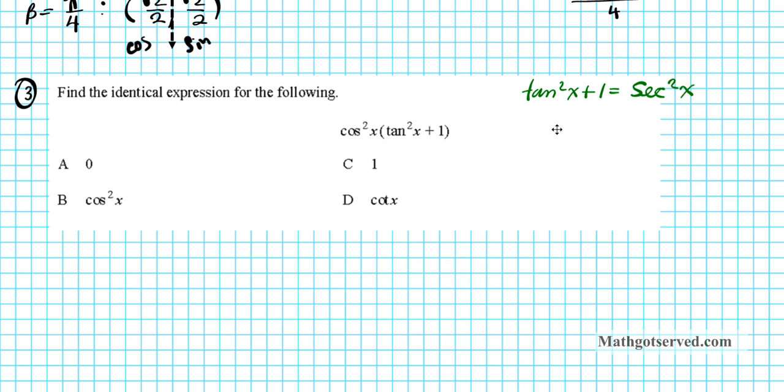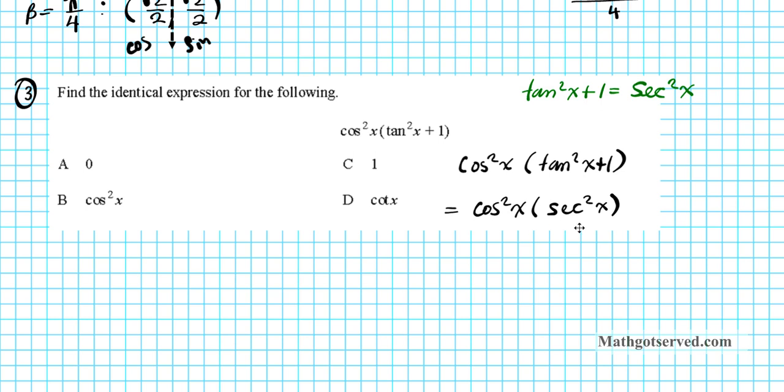So if I apply that here, I'm going to have cosine square x. Let's write that again. Cosine square x times tan square x plus 1 is equal to cosine square x. Now instead of tan square x plus 1, I'm going to write times secant square x.